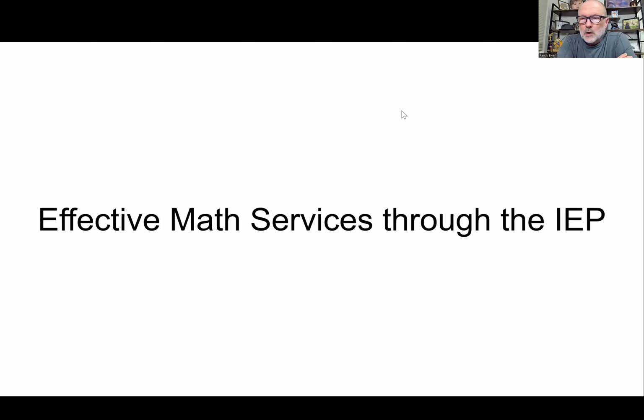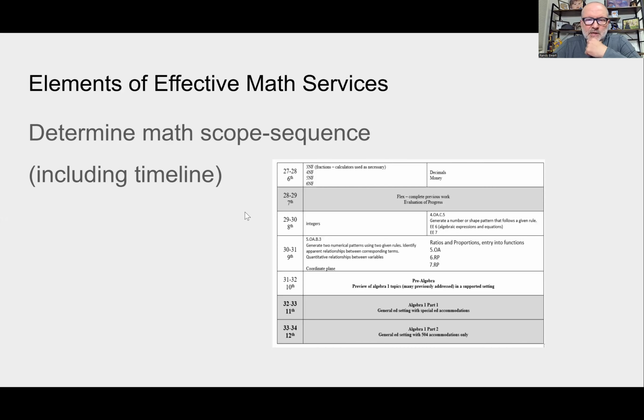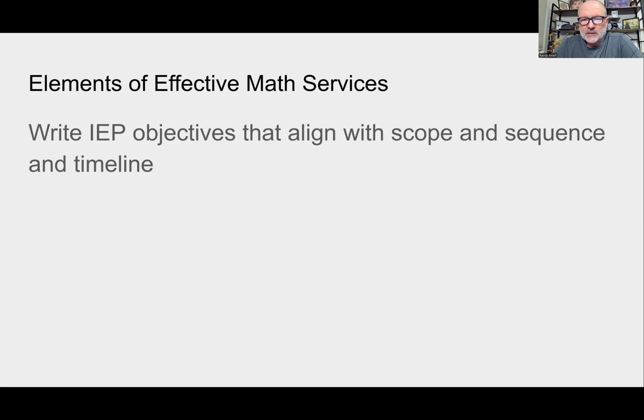This video presents steps for creating effective math services through the IEP. There are 4 elements of effective math services. First is identifying the post-secondary setting. Second is determining a math scope and sequence, including a timeline. Third is determining the setting for the math instruction. And fourth is writing IEP objectives that align with the scope and sequence and the timeline mentioned previously.